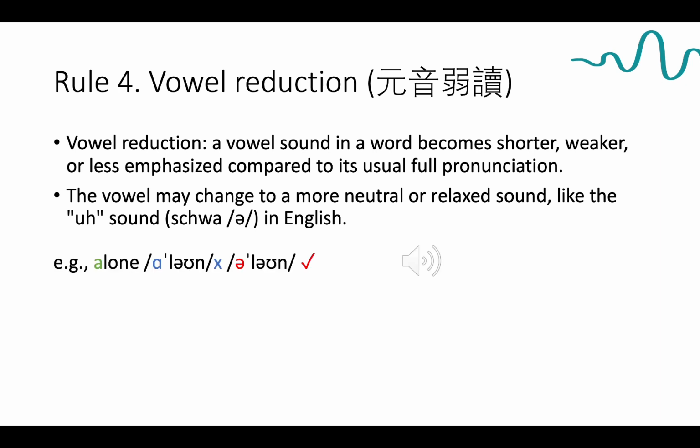For example, the letter A may be reduced in words such as alone, as a schwa. So it is not "alone" with a full vowel, but with a schwa. The letter O may also be reduced. For example, the first O is reduced in the first syllable of the word control. So it is not pronounced with a full O, but with a schwa.